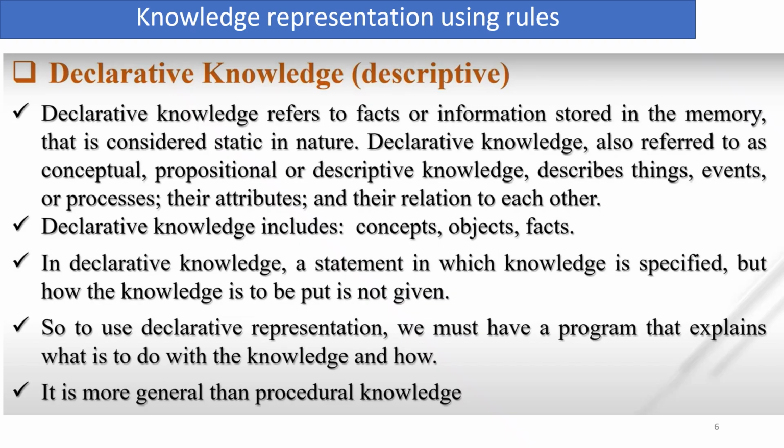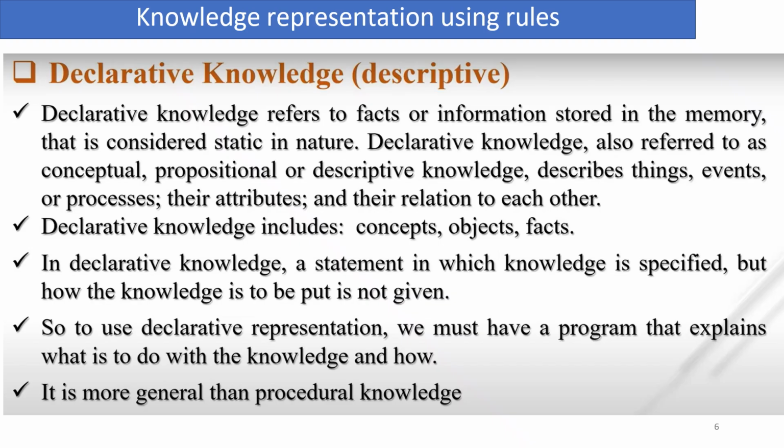Examples: India is a country, Chennai is in Tamil Nadu. These statements describe facts but do not explain how to use them. It also describes objects and relationships. It represents concepts, objects, facts and relationships. For example, bird(Tweety), and bird(X) implies animal(X). So Tweety is a bird and every bird is an animal, and it specifies what, not how.